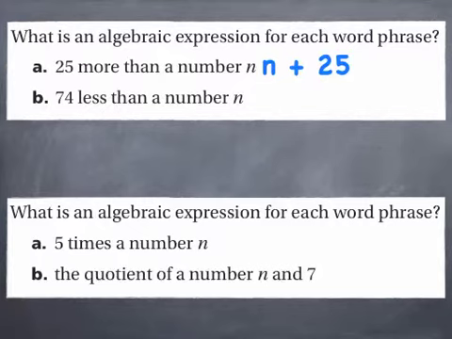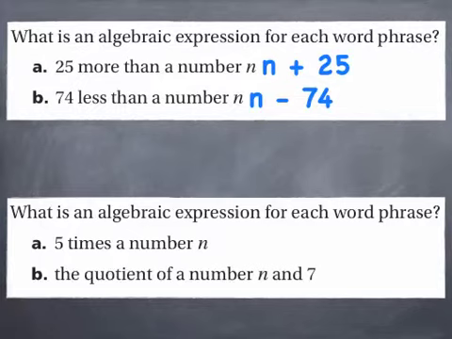But when we look at example B, it says 74 less than a number n. Less than indicates that we are going to be subtracting. If you read this carefully, 74 less than a number n, you can tell that we're going to have the number n and we need 74 less than that. So the order is n minus 74.